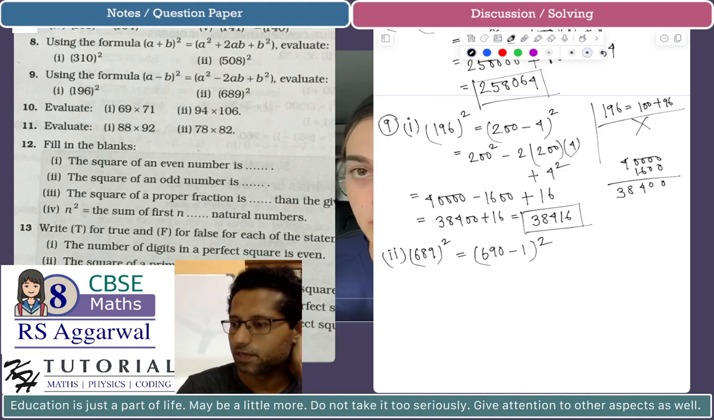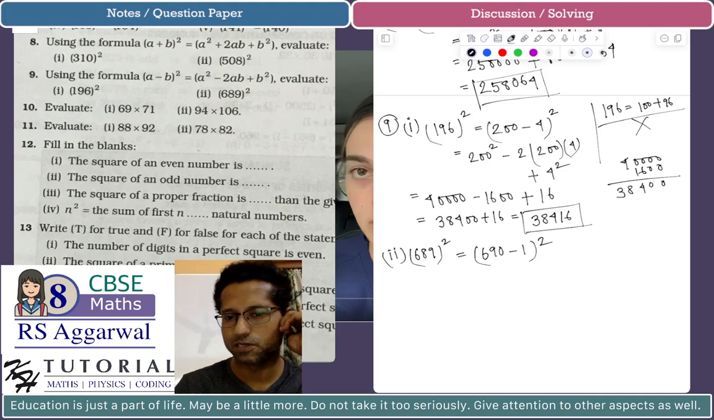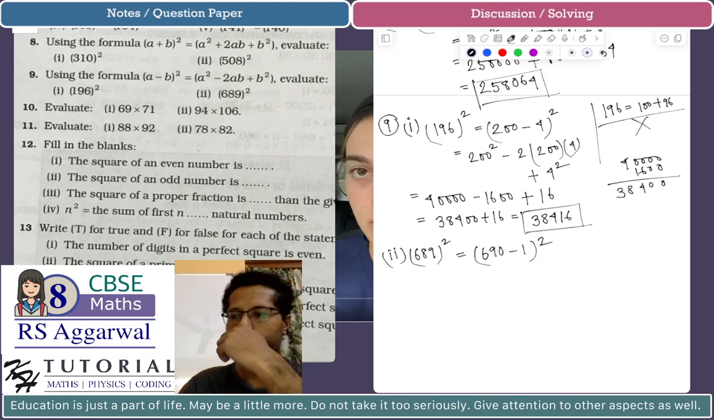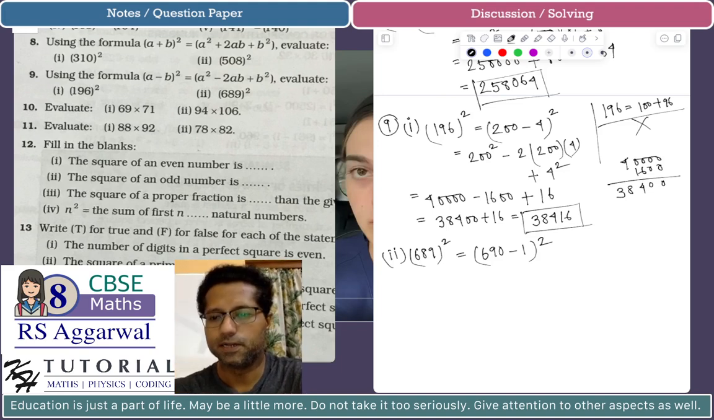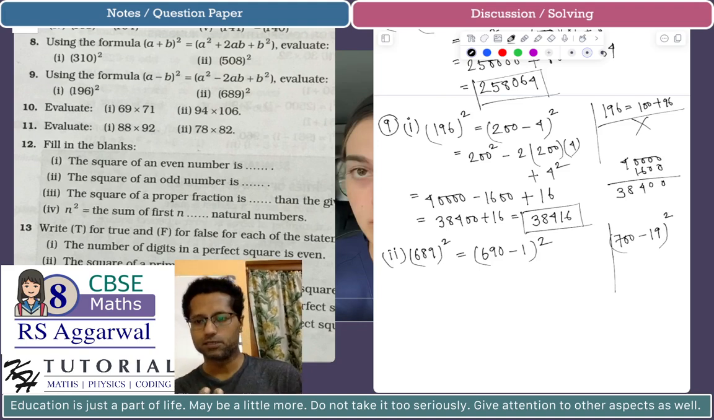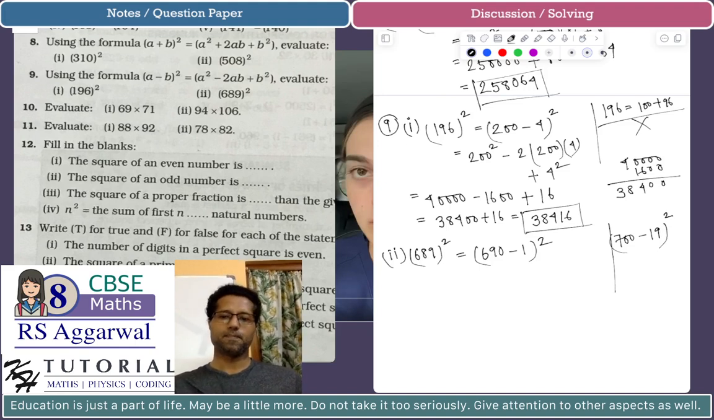Since it has asked to evaluate the values using the formula (a minus b) whole square, definitely we have to express 689 in the form of a minus b. Now 700 minus 19 is also a better choice, and it is also 689. 700 is fine, but 19 square we have to compute. On the other side, the first one, 690 minus 1, we have to find the squaring of 69. What else can we do?